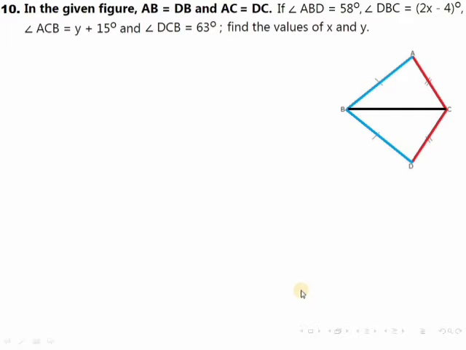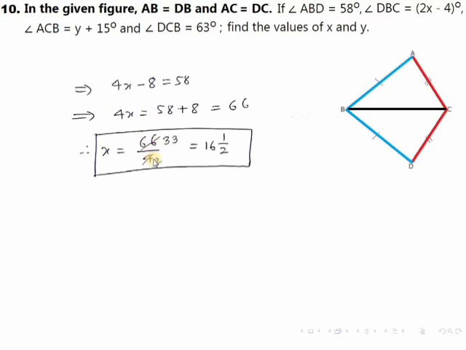Right, so when you open the bracket you get 4x minus 8 equals 58. Now calculate the value of x, bring this out here. So 58 plus 8 is 66. Now bring this 4 to the denominator, 66 by 4. That's what you're going to get. Do the cancellation, you get 33 by 2, and if you convert this into a mixed fraction, the value of x turns out to be 16 and a half. So we got the value of x.